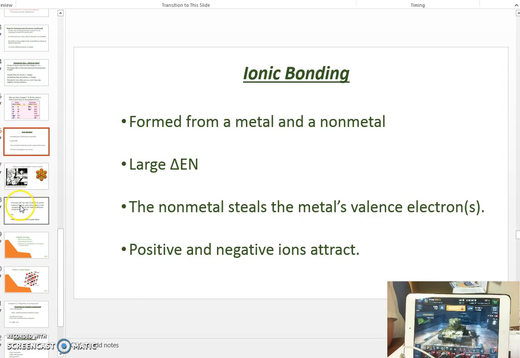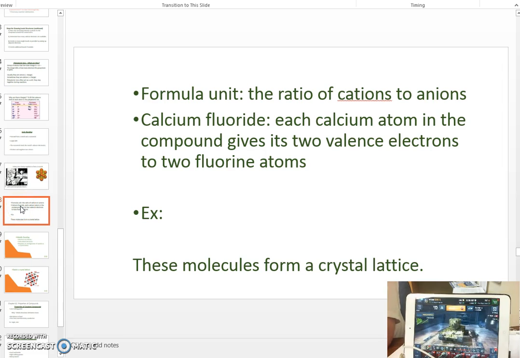Now, with ionic, moving on here. A formula unit is the ratio of cations to anions. Like calcium fluoride, each calcium atom in the compound gives its 2 valence electrons to 2 fluorine atoms. So the example here, and I did not write it down, is CaF2, calcium and 2 fluorines. These will form something called a crystal lattice, a crystal structure, if you will.